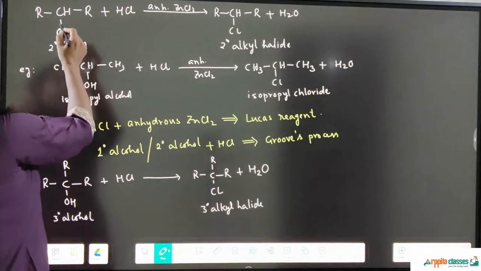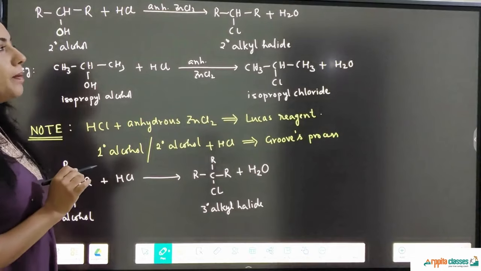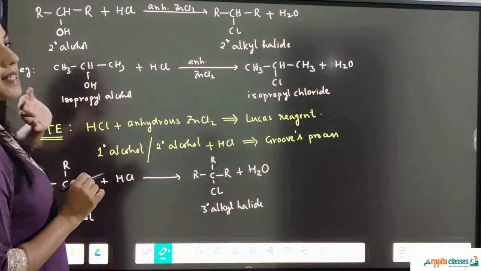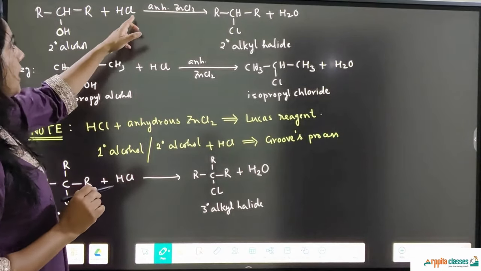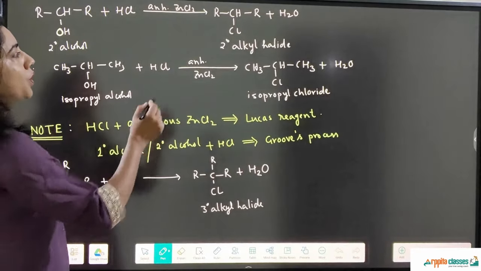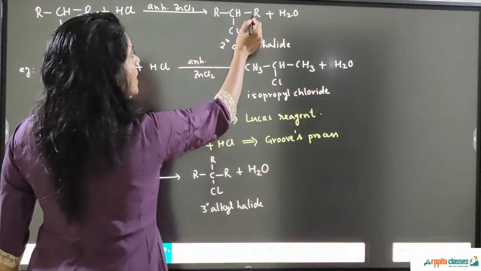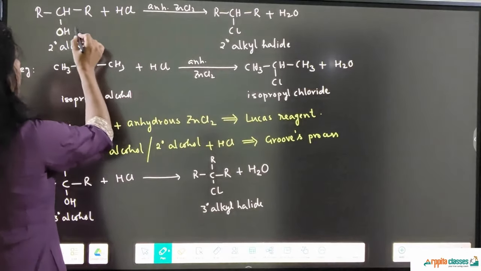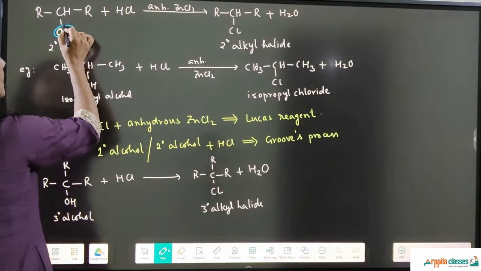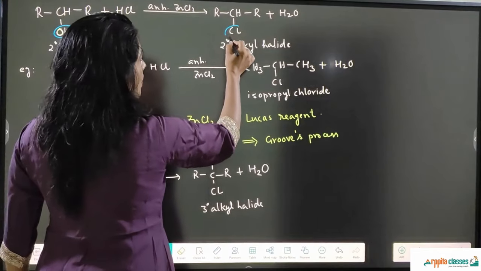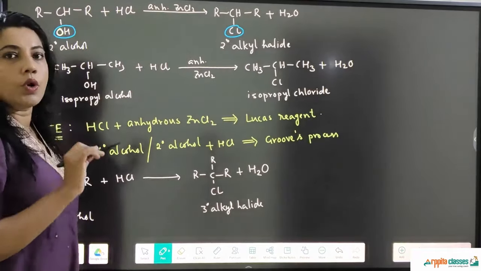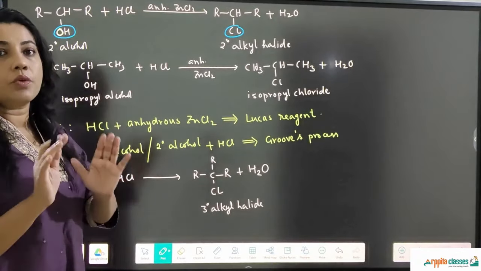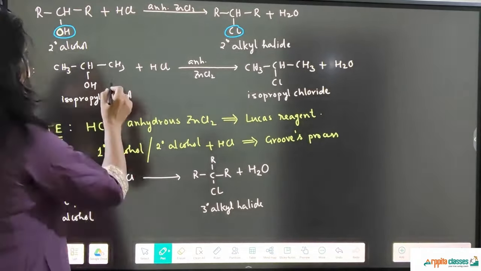This is a secondary alcohol, R2CHOH. Everybody knows that CHOH means it's a secondary alcohol, treated with HCl and anhydrous ZnCl2. We are getting R2CHCl and H2O. So basically this OH is getting substituted by Cl. In short, the role of this reagent is to substitute OH by Cl. That's all.